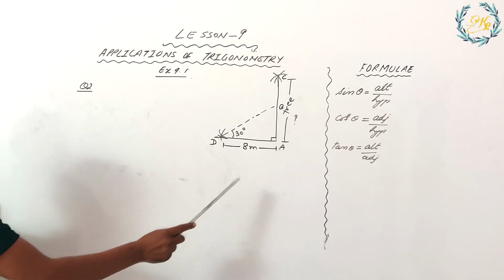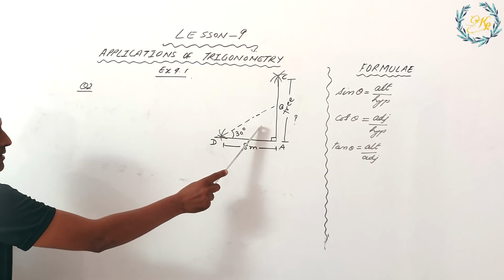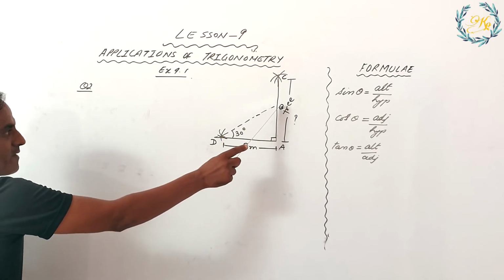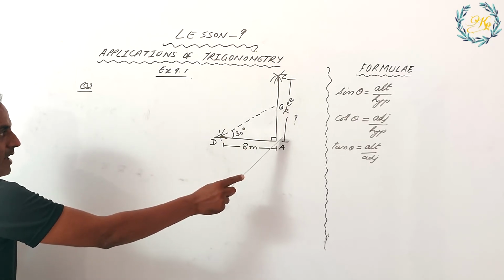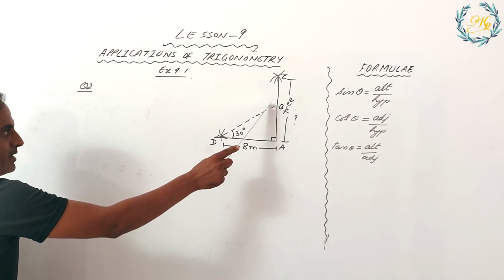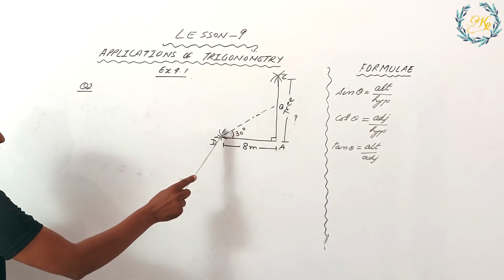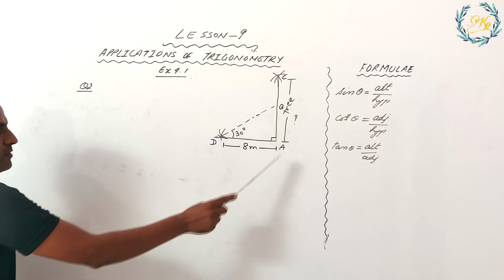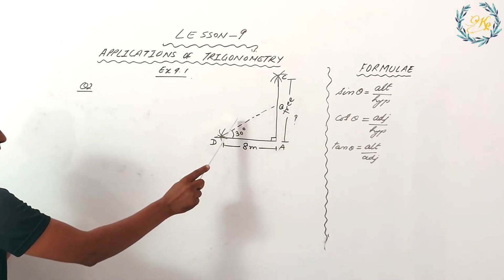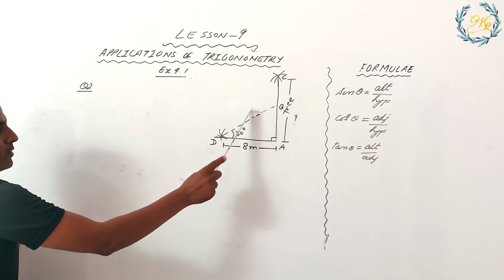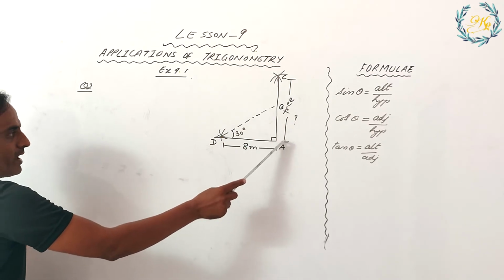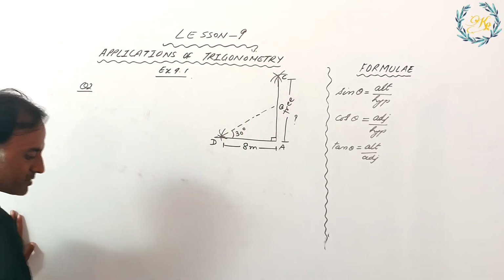So if you see carefully in this triangle, half the height is from A to B and the other half is from B to D. So first we need to find the altitude and then we need to find the hypotenuse to get the total height of the tree, that is equivalent to AC. So let's begin the sum.